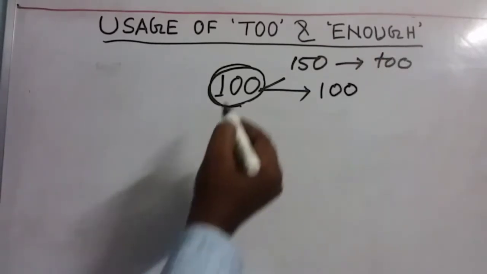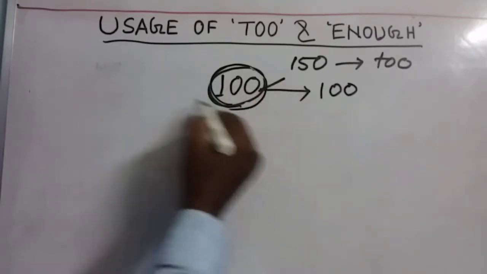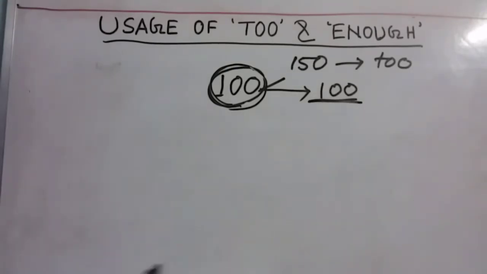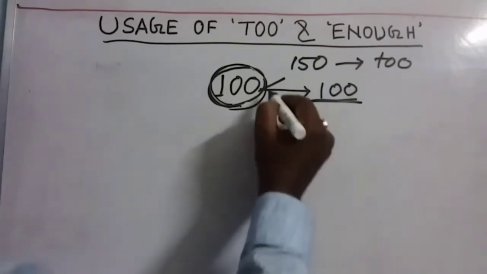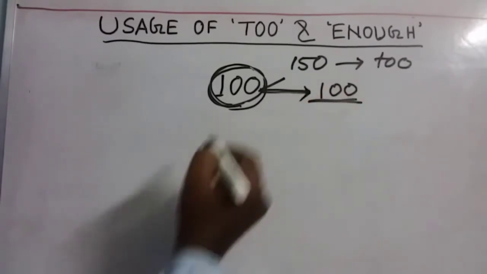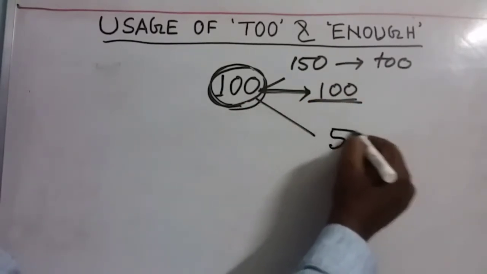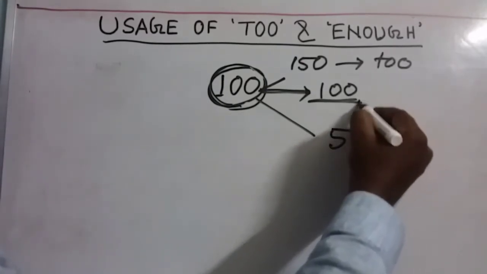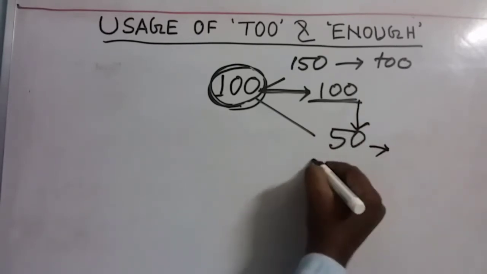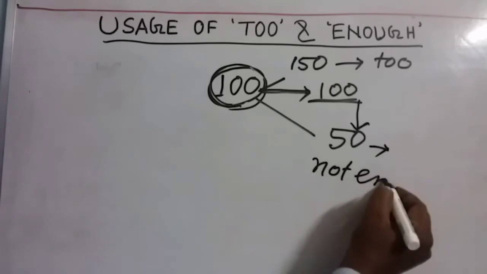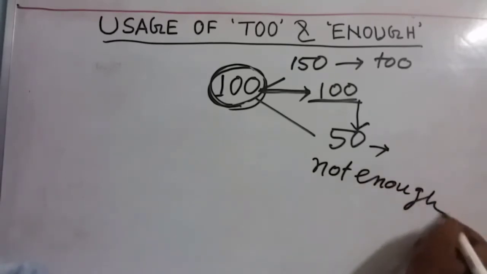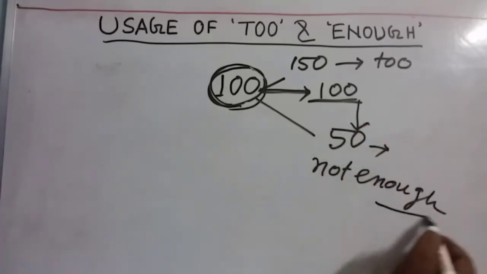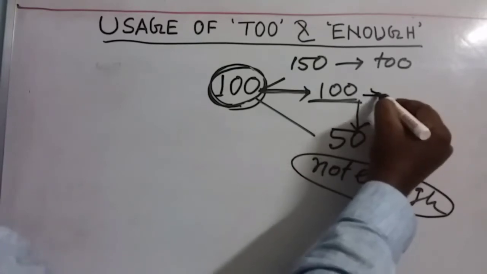And enough means you need rupees 100 for your pocket money and you have the exact amount, 100. This is called enough. And if you have 50, that means less than 100, so it is not enough. That means less than as much as you need. And this is as much as you need.